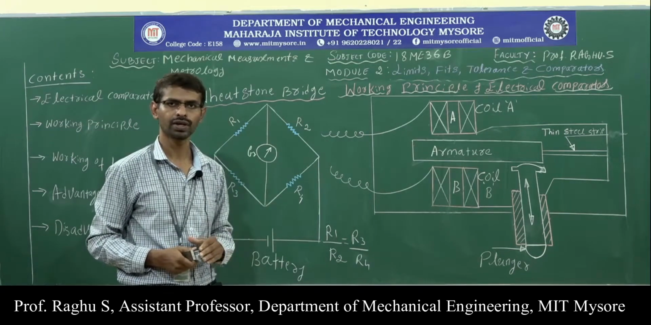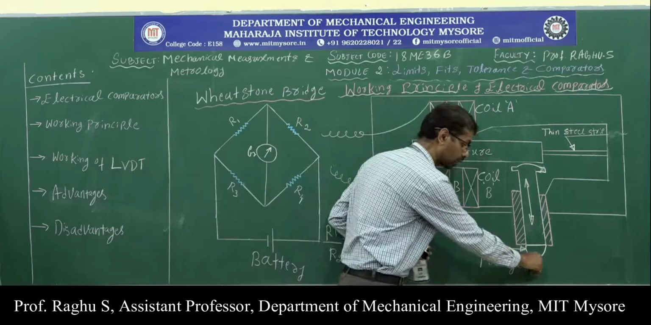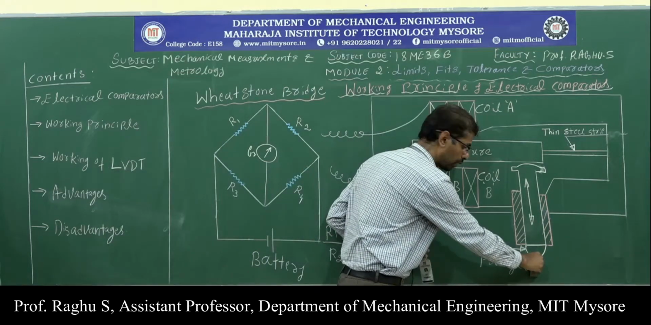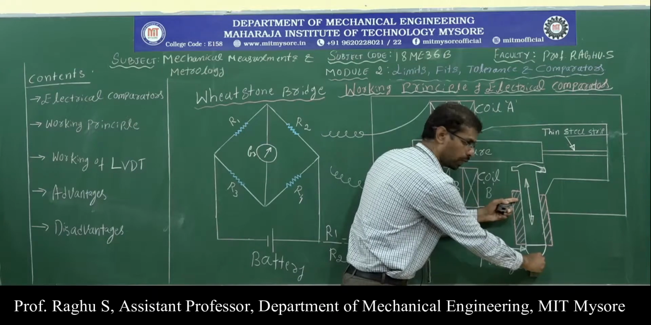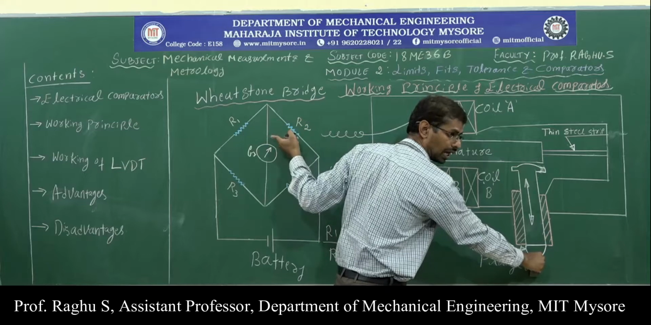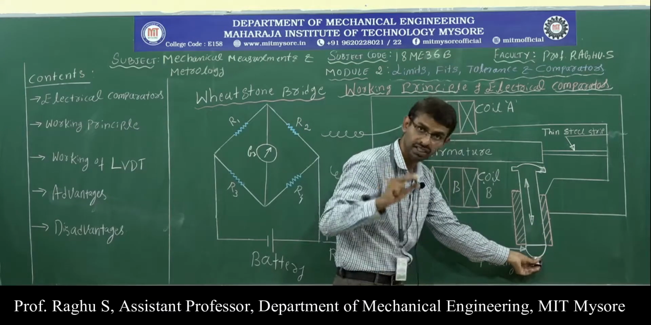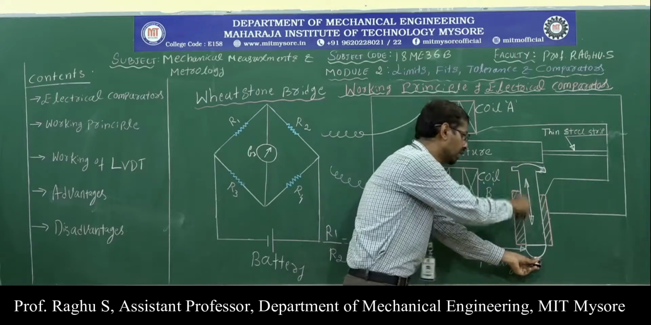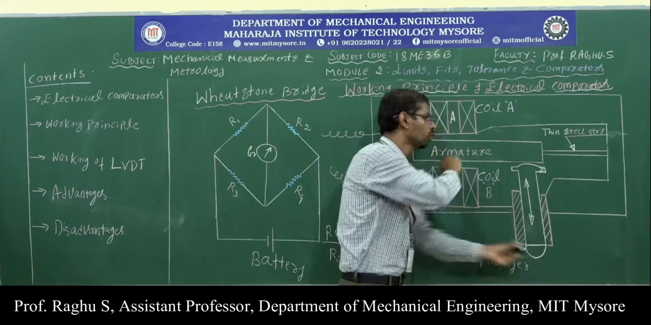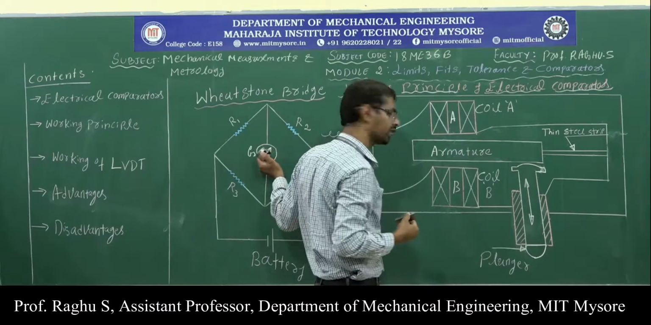Once again, I will repeat. For the plunger, for the standard, there is no movement of the plunger. Therefore, there is no movement of the armature. The bridge is balanced. Now, the standard is taken out and the workpiece is placed. If there is any dimensional difference, plunger movement takes place, armature movement takes place. Therefore, the bridge gets unbalanced, and you can observe the movement of the pointer on the scale.